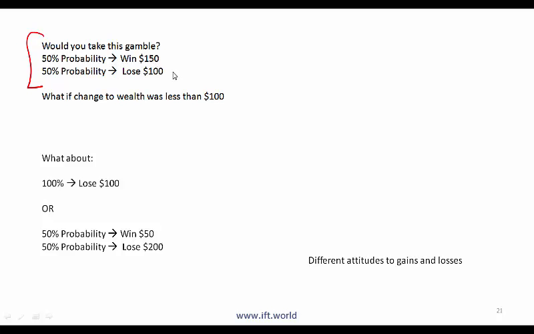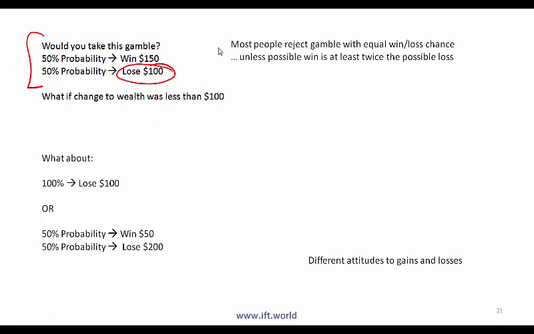So the thought of losing 100 hurts me a lot more than the potential pleasure of gaining 150. Okay, so what have studies shown? Most people will reject a gamble where there is an equal chance of winning and losing. But if the amount that I will get when I win is at least 2 times more than the loss, then I might be influenced. Then I might say, okay, this gamble is okay.